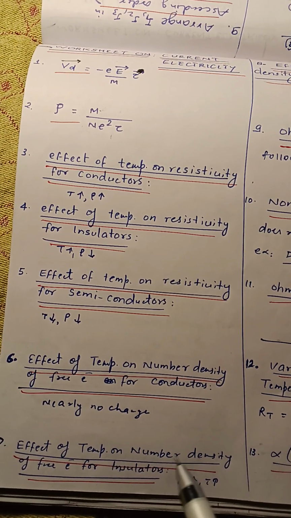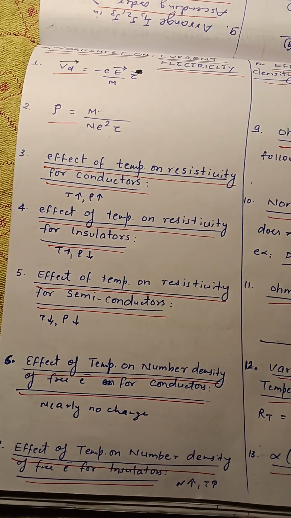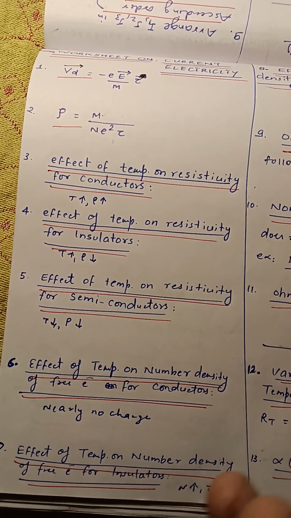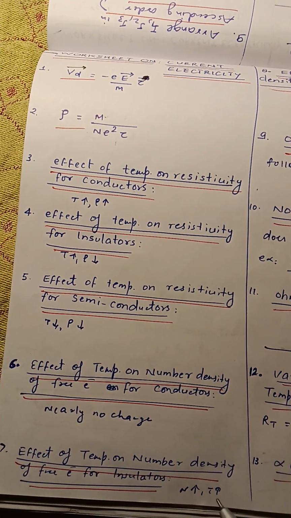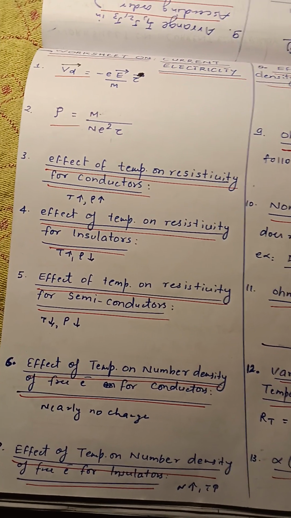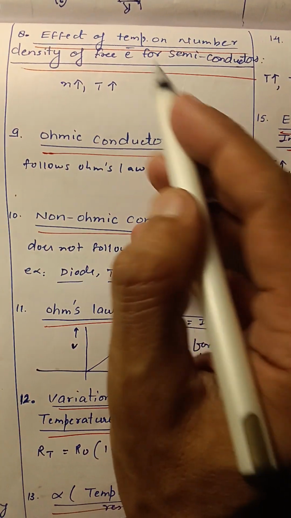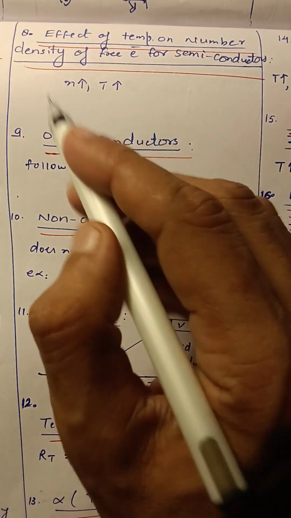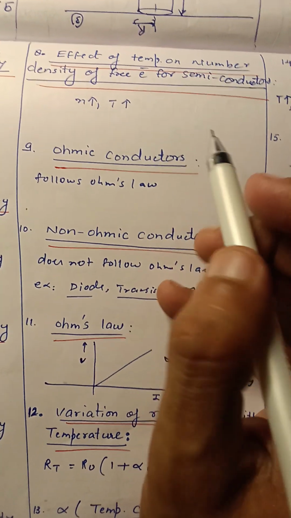Next is the effect of temperature on number density for insulators. Here is the key. Insulators have a very small number of free electrons. So with increase in temperature, the number density increases. This is the same case for semiconductors also, that with increase in temperature, number density increases. So the same case happens for both.